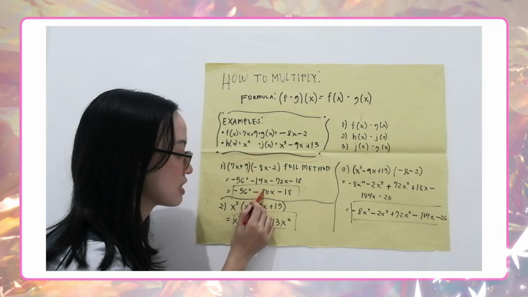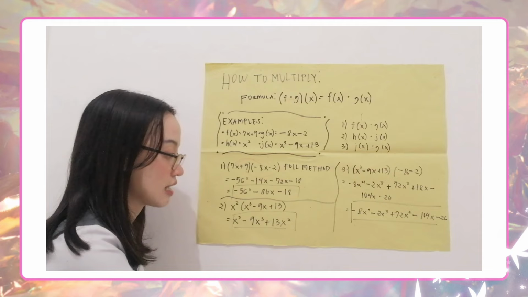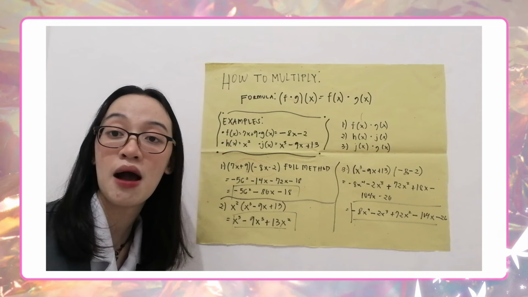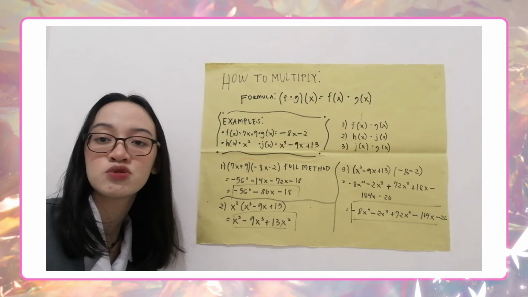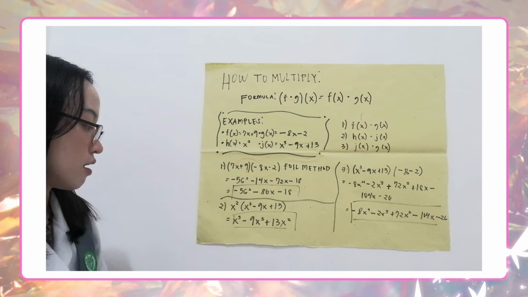Tapos ito, wala nang same value, and ito, wala na rin. So ito, bring down. And ito yung sagot dito, yun yung iba-baba. Okay, gets niya? So our final answer is negative 56 squared minus 86x minus 8. So, did you get it? So let's move forward to the next example.